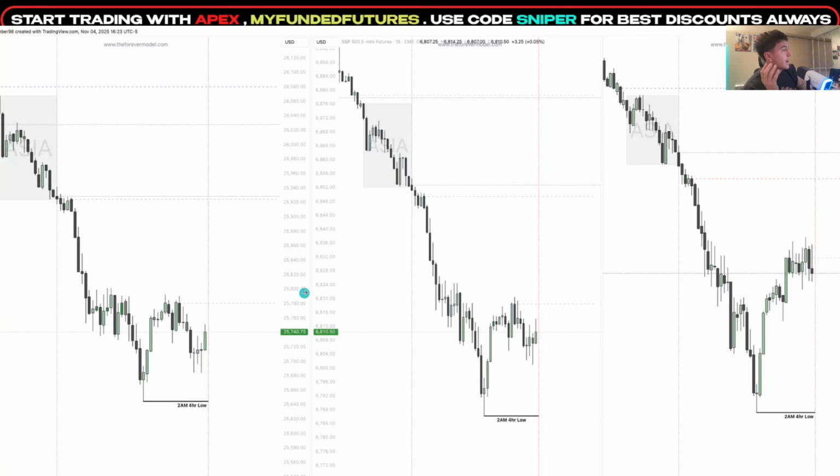And what I have here is a low from the 2 a.m. 4-hour candle on all three in the triad. Here, here, and here. Is there any sort of difference between any of these three right now? The only thing that there's a difference is these corresponding lows here. We have the lower low on the NASDAQ, lower low on the S&P 500, and higher low on the Dow Jones.